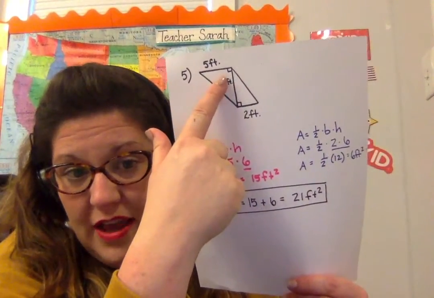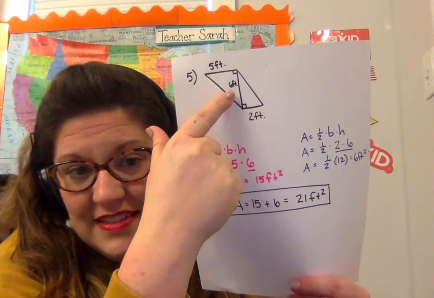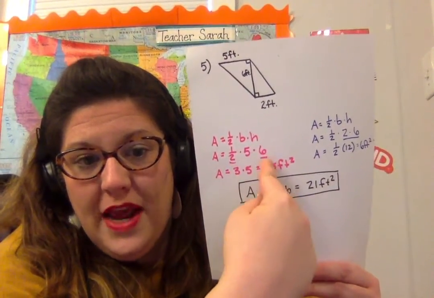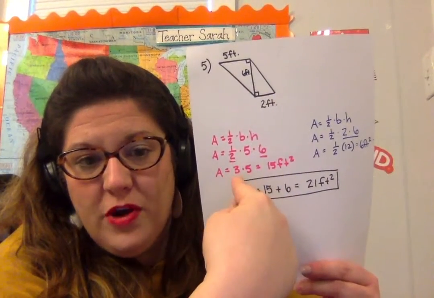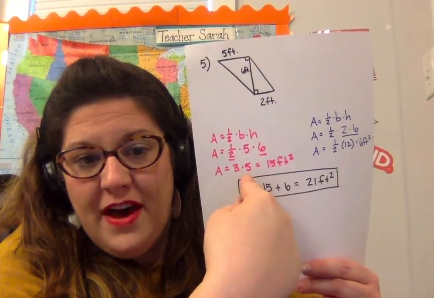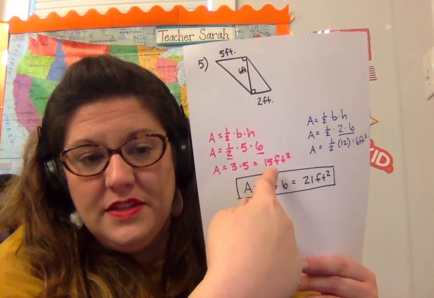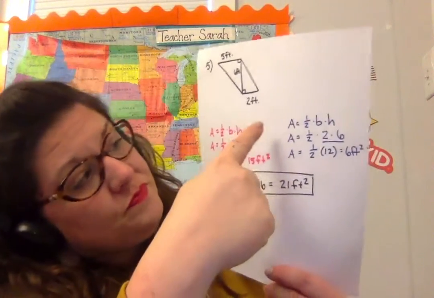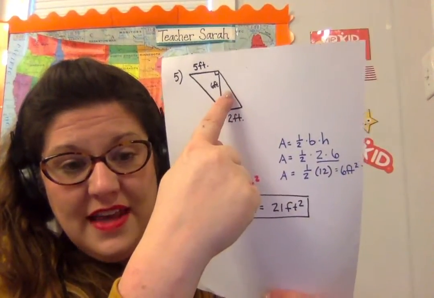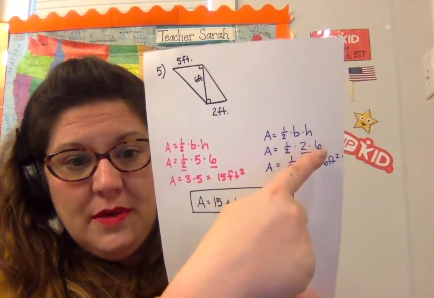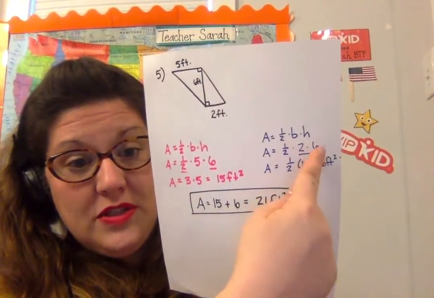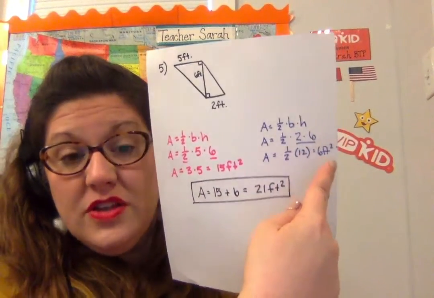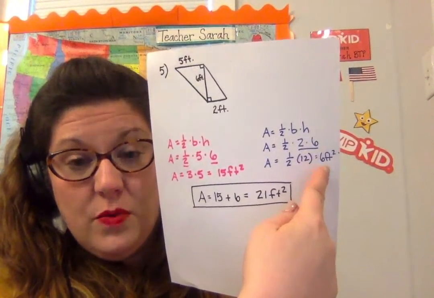So let's look at this triangle here. Our base is 5 and our height is 6. So 1/2 times 5 times 6. I saw 6 is even, so I went ahead and multiplied 1/2 times 6 to get 3, and then multiplied that by 5, I get 15 square feet. Looking at this second triangle, my base here is 2, and my height is 6. So 1/2 times 2 times 6, I went ahead and multiplied 2 times 6 to get 12, and then half of 12 is 6. So the area of this triangle is 6 square feet.